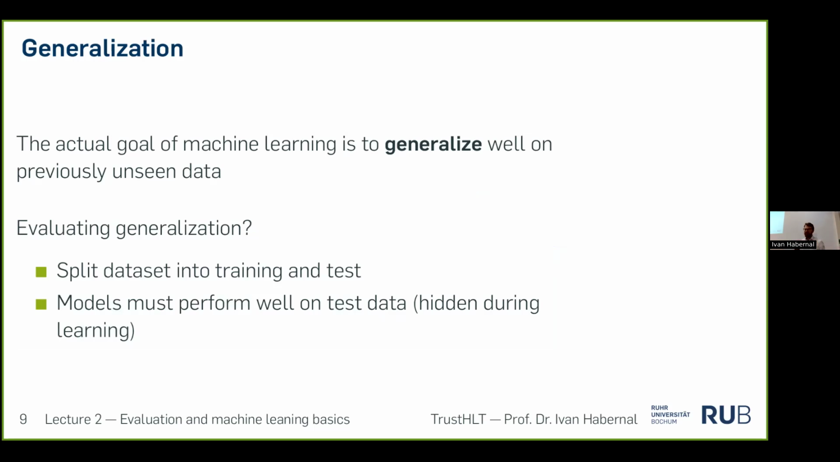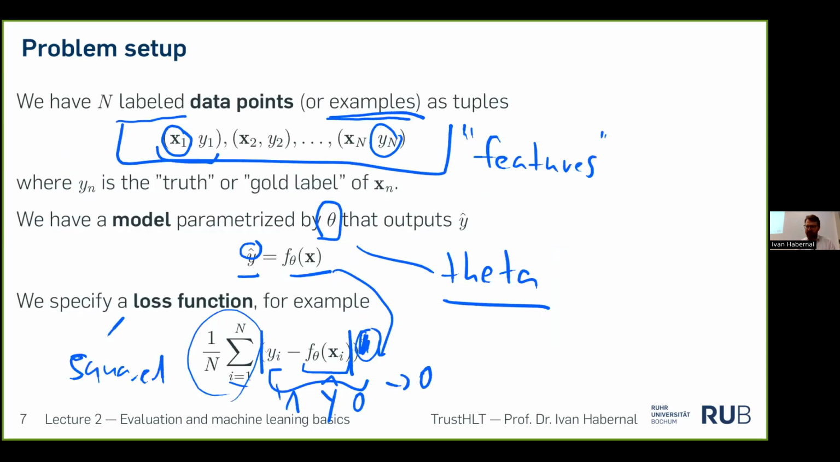The actual goal of machine learning is to generalize well on previously unseen data. So how do we know it actually generalized on some new data? We split a data set into training and test set. And models must perform well on test data, which are hidden during learning. So we use our data set, we just split it somewhere. And we say this is training and this is for testing. And we are doing this kind of parameter optimization on the training data. And then we say, okay, we're ready, let's try on test data.